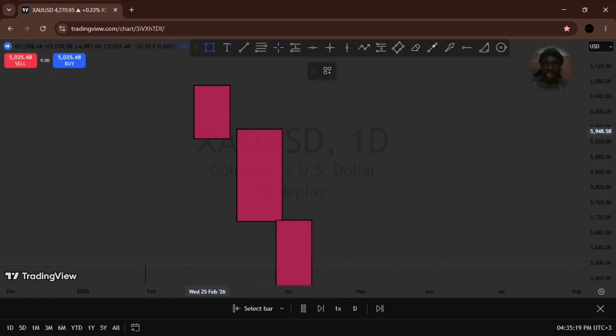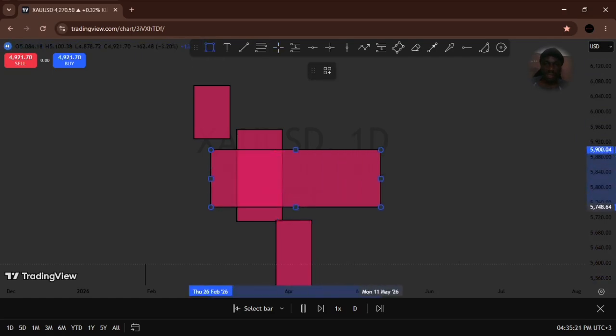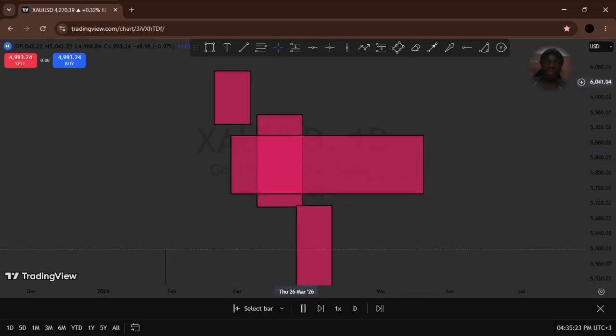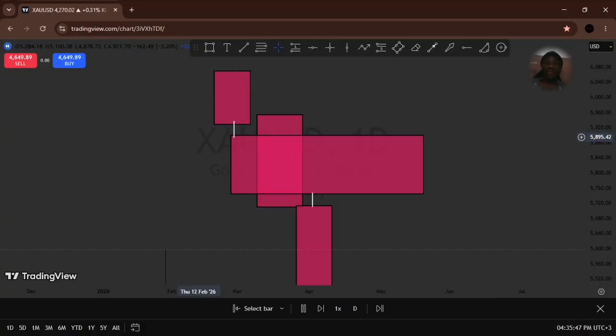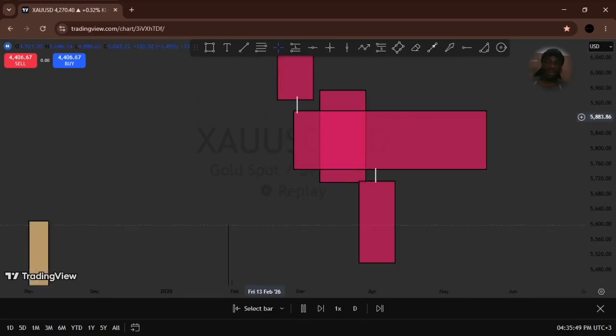So this is a bearish fair value gap, guys. This is a bearish fair value gap. You could see it, bearish. So in summary, this is a bearish fair value gap.